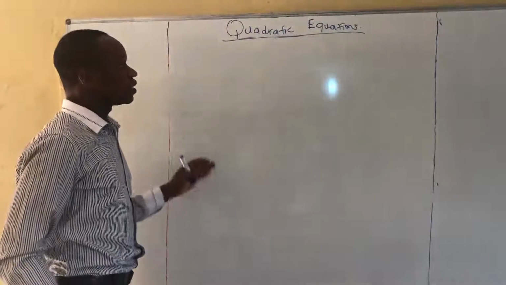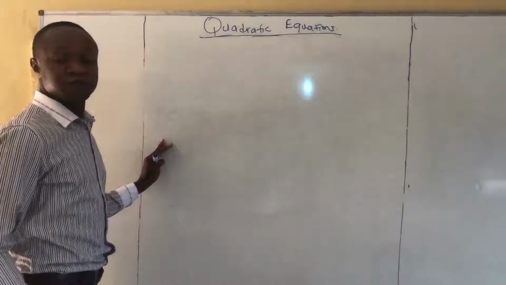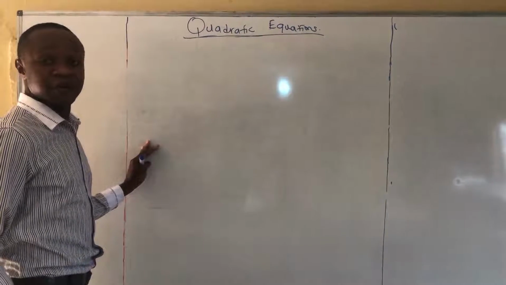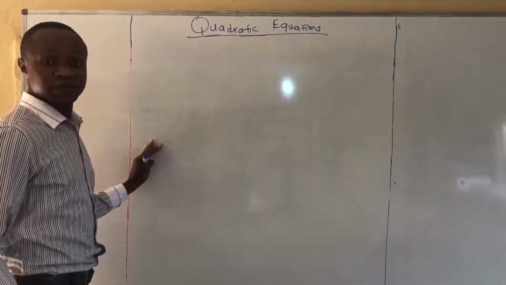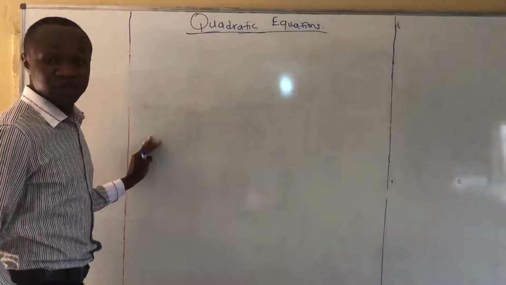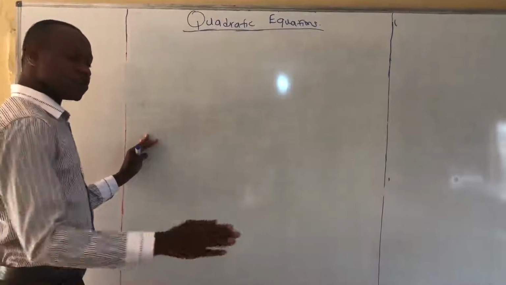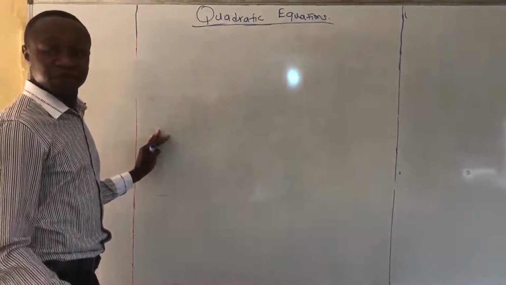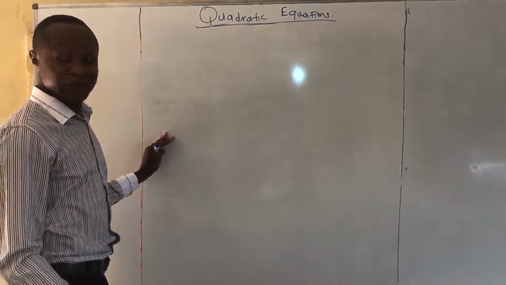We want to obtain the general pattern, a better approach to obtaining the sum and product of roots, without knowing the roots. You don't need to know the value of alpha and the value of beta before you get the sum and product of the roots.